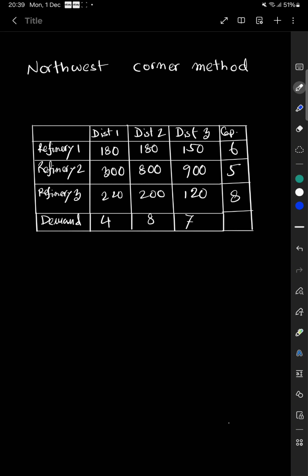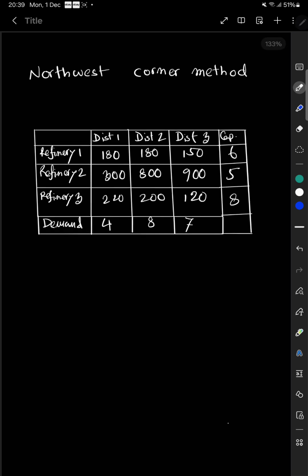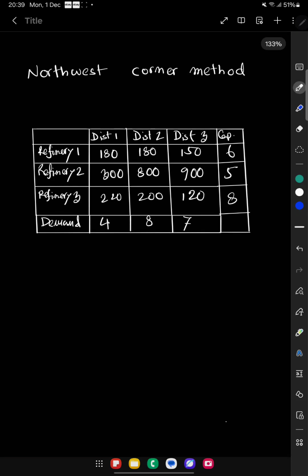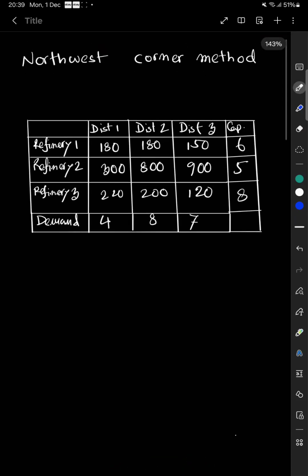Now you see the numbers written inside: 180, 180, 180, 180, and 150. These are actually the distances from refinery to the distribution center. So you see here we have refinery 1 to distribution 1, 180 kilometers. Refinery 1 to distribution 2, 180 kilometers. Refinery 1 to distribution 3 is 150 kilometers.